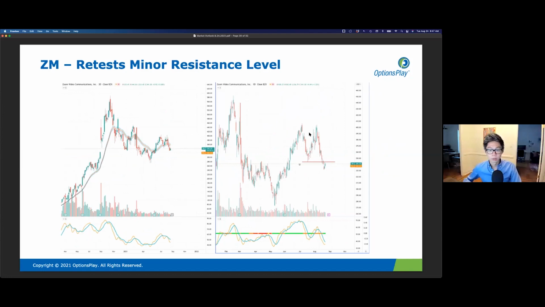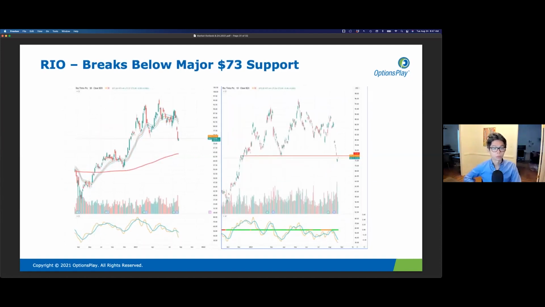Zoom Video, another big name that has been during the pandemic here. Zoom recently trading between this 340, 400 range here or so. After testing this level here, broke below it, is now back up to that resistance level. It could very well just trade back into this range, but this is a minor support level, potentially one to watch for if there's further downside, especially if it gets rejected at that support level.